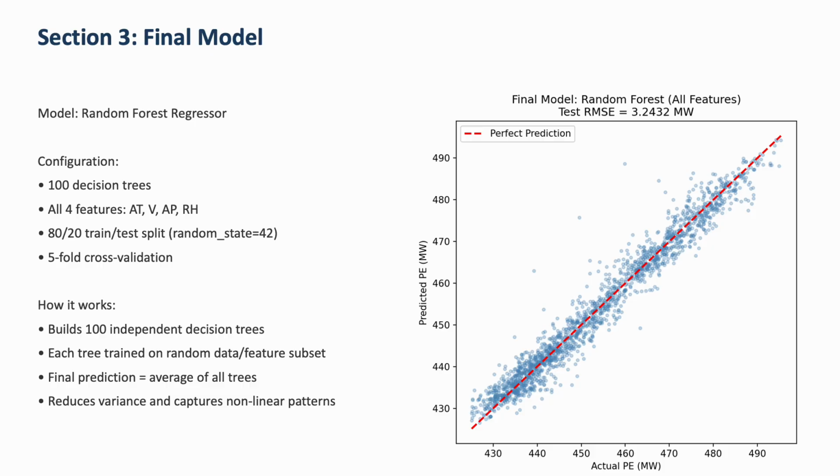So here is our final model. It is a random forest with hundreds of decision trees using all four features. The scatter plot on the right shows predicted versus actual power output. Each dot is a test data point. The closer the dots are to the red dashed line, the more accurate the prediction. As we can see, points are tightly clustered around the perfect prediction line across the entire range from 420 to 496 megawatts, which tells us the model performs quite well.